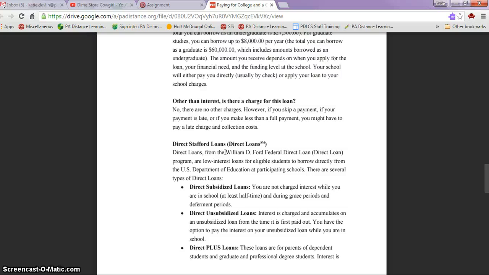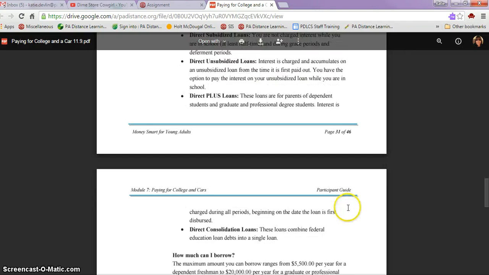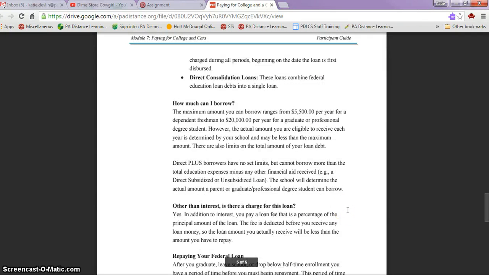Direct PLUS loans. These loans are for parents of dependent students and graduate and professional degree students. Interest is charged during all periods, beginning on the date the loan is first disbursed. Direct consolidation loans. These loans combine federal education loan debts into a single loan.